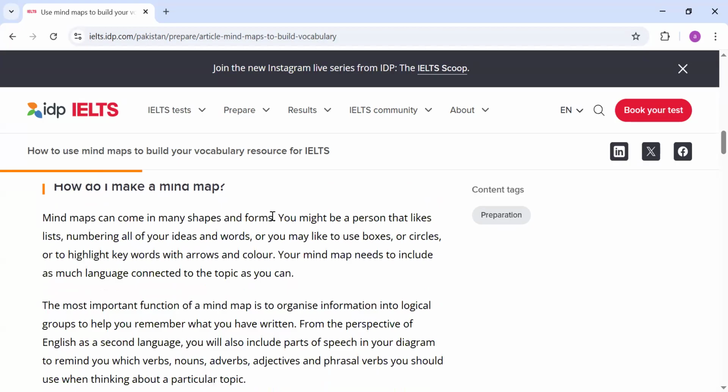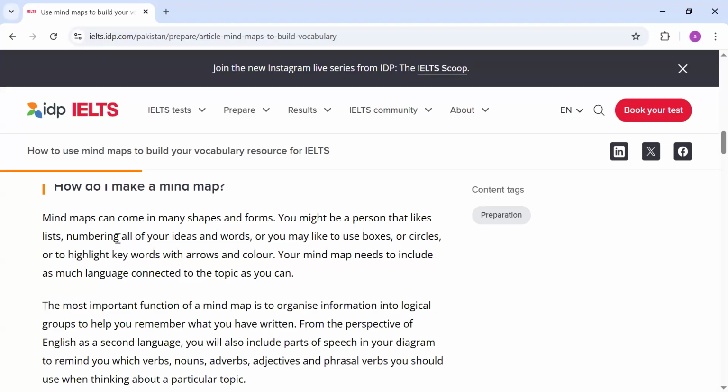But how do people create a mind map in visual form, in many shapes and forms? You might be a person that likes lists. As I mentioned, we can create a number of lists, like in Excel, based on topics like sports, tourism, and we can put different words under each category. But some people don't like these things.